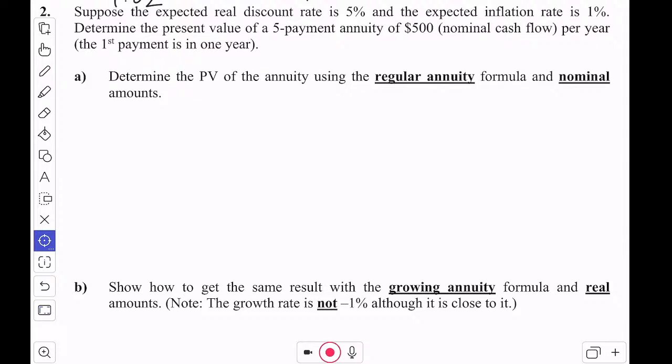For the first part, we want to use the regular annuity formula with the nominal amounts though. So to do that, we need the nominal rate from the real rate. So how do we do that?